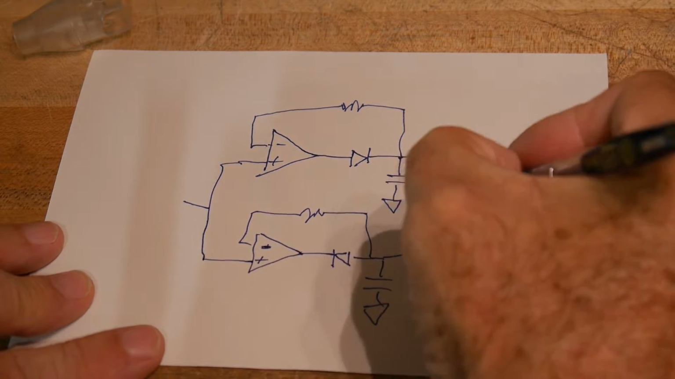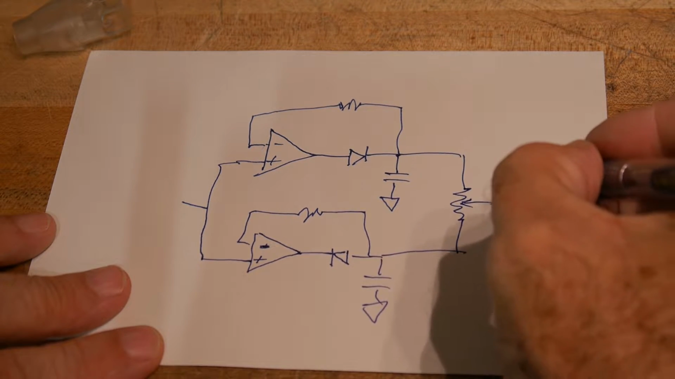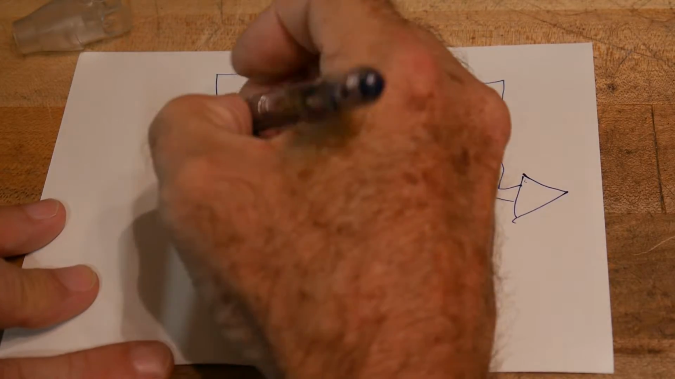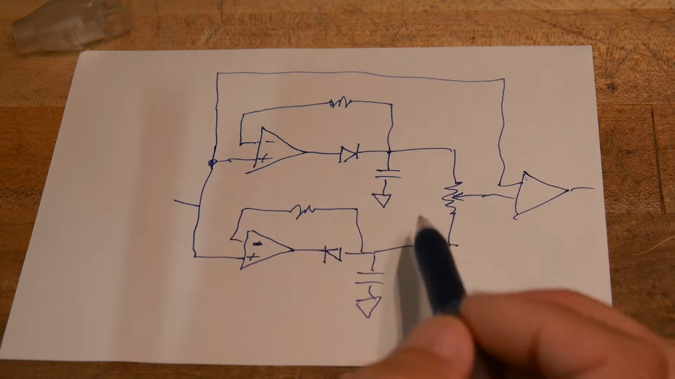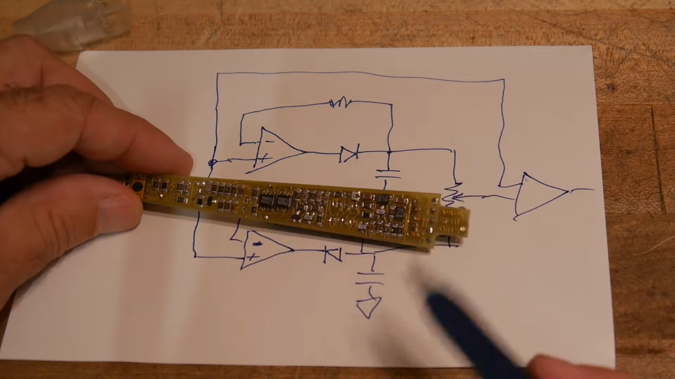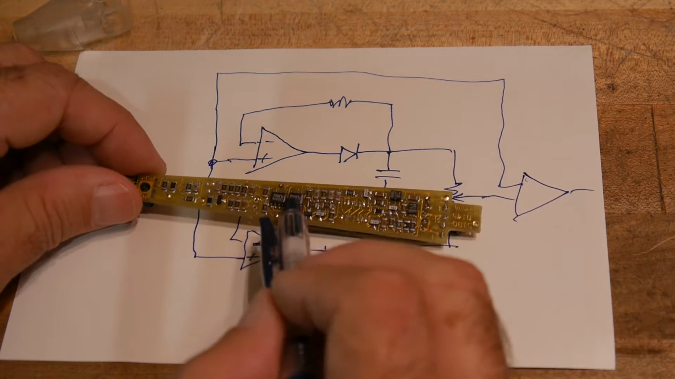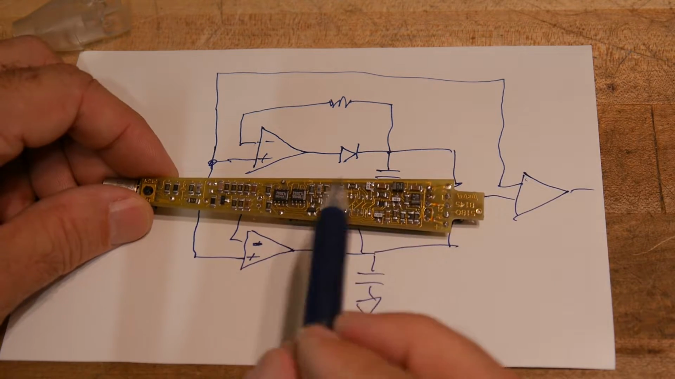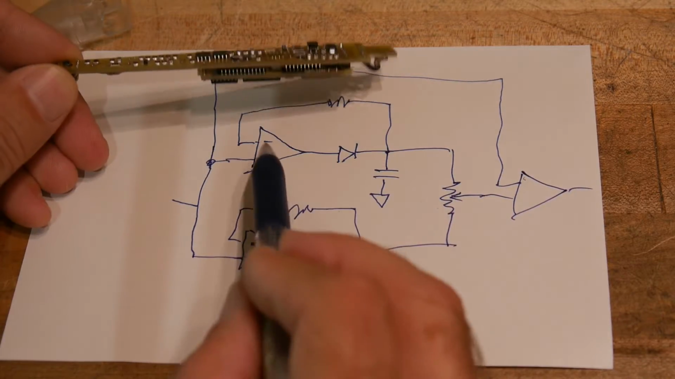And here we'll pick our threshold, and we can run that into another comparator. All right. So we need 3 op amps and some diodes and stuff. So if we look at this particular device, let's see. It looks like 2 op amps here. These are probably dual op amps, so we have 4.